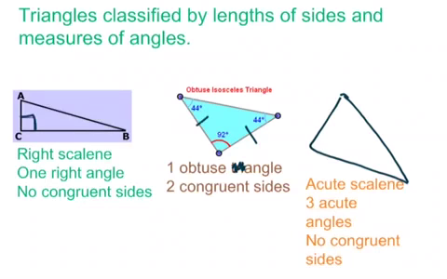Okay? Then we have an acute scalene, drawn by Ms. Felchner. It's a terrible drawing, but I think you get the picture. There's 3 acute angles. Okay? None of the sides are congruent, so they each get different tick marks.